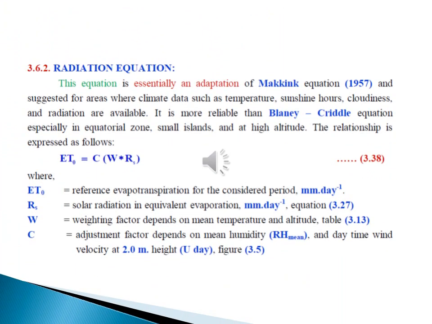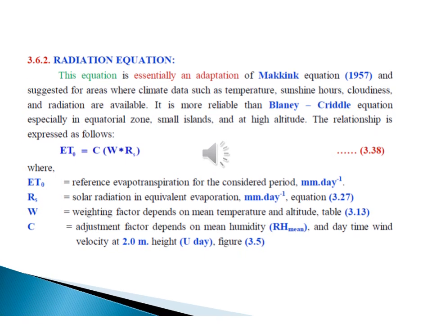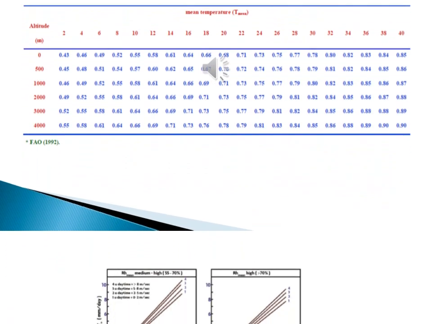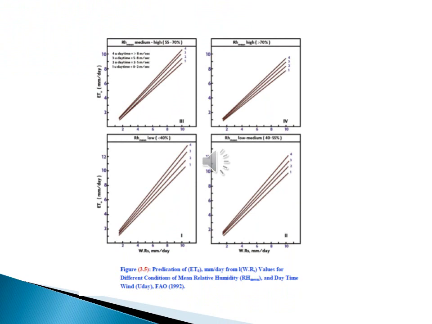Radiation equation. This equation is essentially an adaptation of the Blaney-Criddle equation and is suggested for areas where climate data such as temperature, sunshine hours, cloudiness, and radiation are available. The relationship is expressed as shown. Table showing the weighting factor for the effect of radiation on evapotranspiration in the radiation equation at different temperatures and altitudes. Figure showing the prediction of evapotranspiration in millimeters per day under different conditions of mean relative humidity and daytime wind.